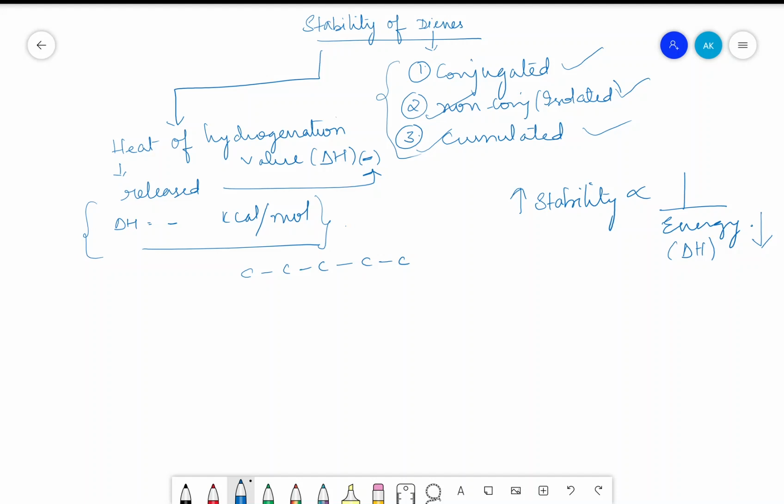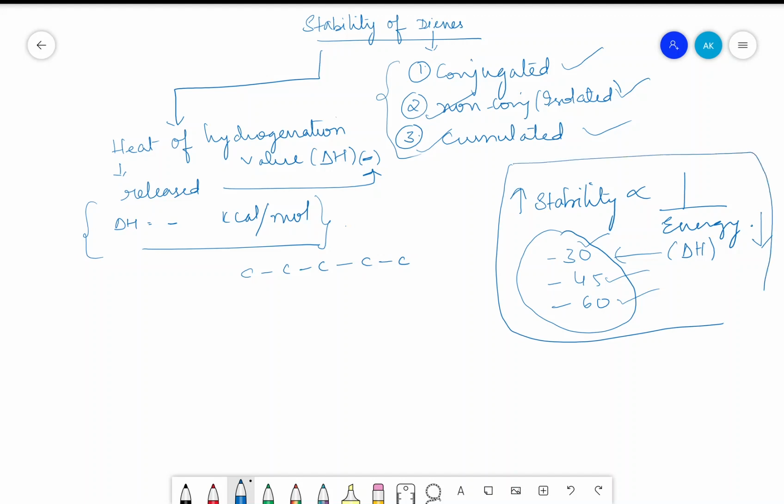So if you have three values, that is minus 30, minus 45, and minus 60, out of these three values of delta H, minus 30 will be the most stable, minus 45 will be the second one, and minus 60 will be the third one. There is a simple logic we have to remember here. And we are going to discuss the same analogy in our reaction part. So this part is important to understand.